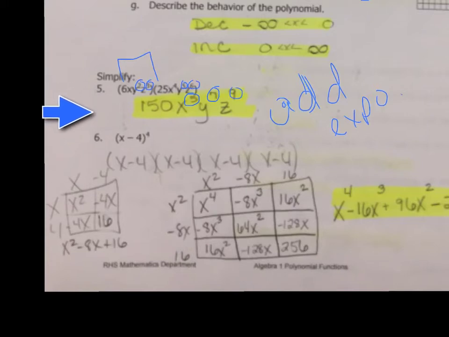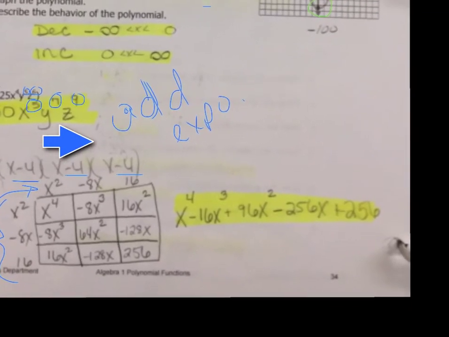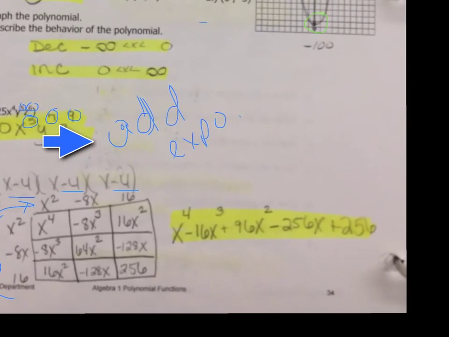Number 6 here is x minus 4 to the 4th power, which means I have 4 x minus 4s. If I multiply an x minus 4 times an x minus 4, I'm going to get x squared minus 8x plus 16. But I'm going to have 2 of those, which is why I put 1 up top and 1 along the side here. I filled in my box, and I got to move this over so you can see my final answer: x to the 4th minus 16x to the 3rd plus 96x squared minus 256x plus 256.